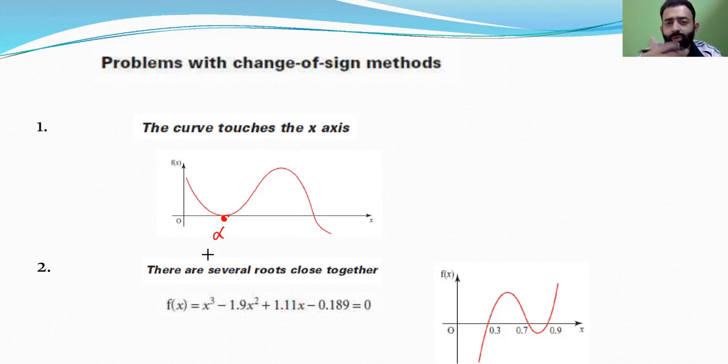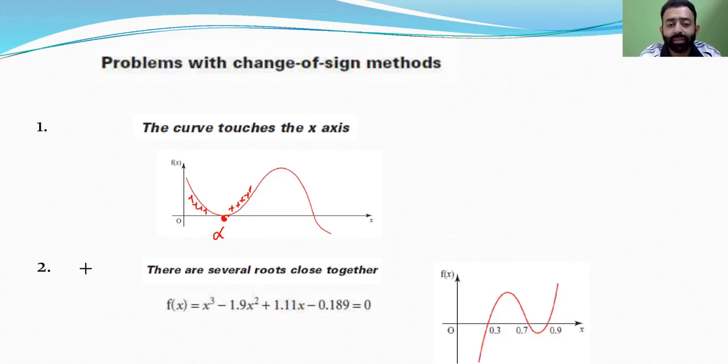But if you go using the change of sign method, for all the values which are less than alpha, my function is positive. For all the values which are greater than alpha, again the function is positive. So there are chances that you miss this root alpha. So you will miss this root alpha. This is one drawback. Second is if there are several roots which are very close together.